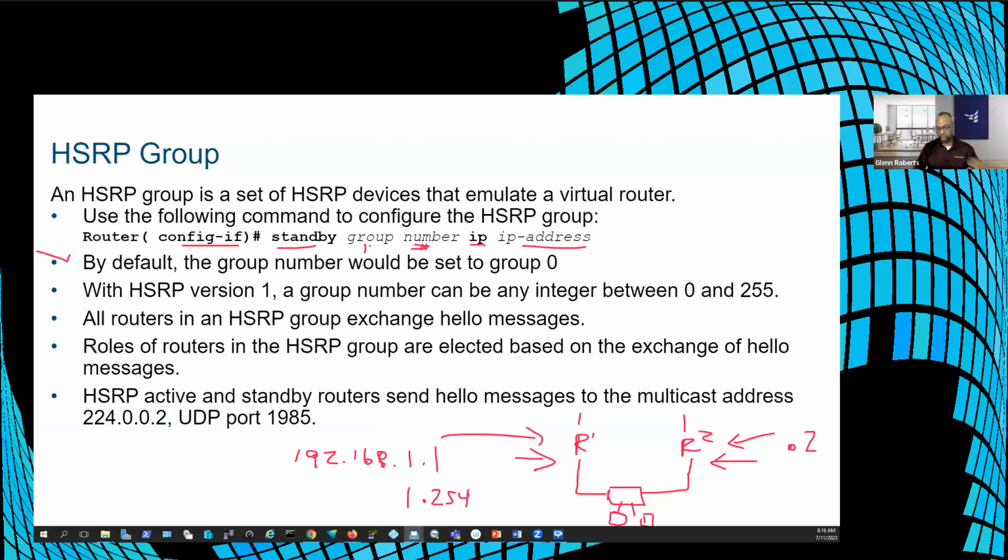But we normally go in and set up whatever groups you want, 0 to 255 or 0 to 4095 for version 2. You'll see all the routers exchange hello messages every 3 seconds, up to 10. I am looking for them. And in the event I don't, I'm going to take ownership of it. The roles of the routers in the group are elected, and we'll talk about what that is in just a second, based on the hellos. You'll see again, active and standby messages are sent via hello to 224.0.0.2, 1985 is the port number.